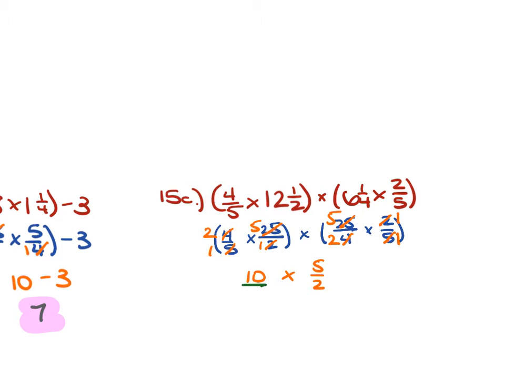This 10 is the same thing as 10 over 1. So the 10 becomes a 5, the 2 becomes a 1. 5 times 5 is 25.